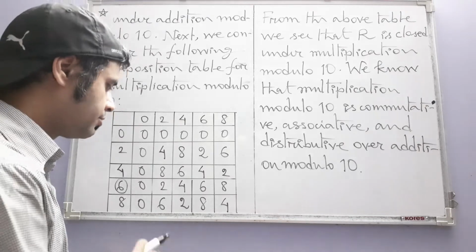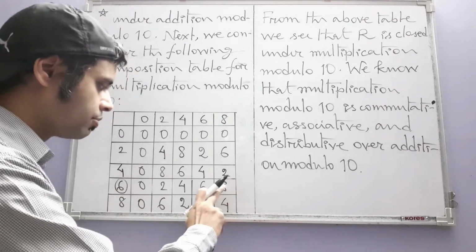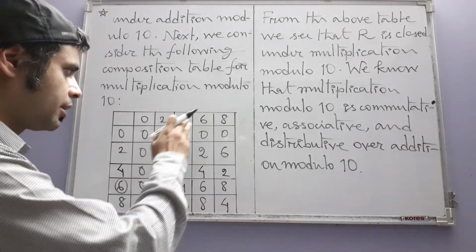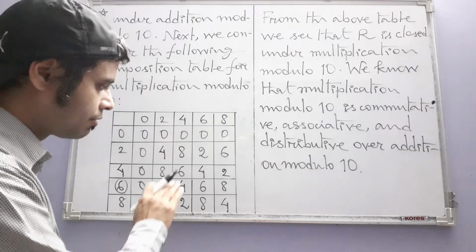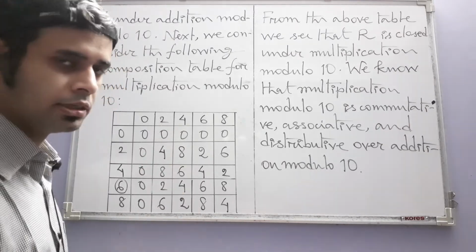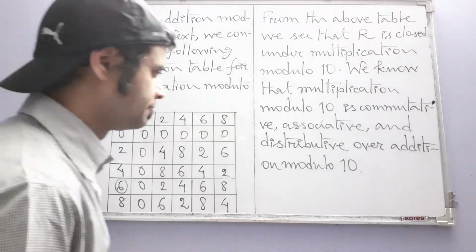In a general ring, just simply looking at a row is not enough. You have to also look at the column, but in this case that's not needed because our operation is commutative. Okay, in general you have to see both the things.